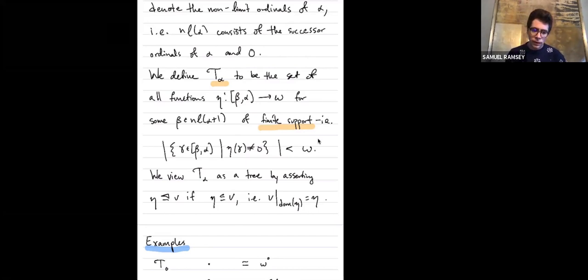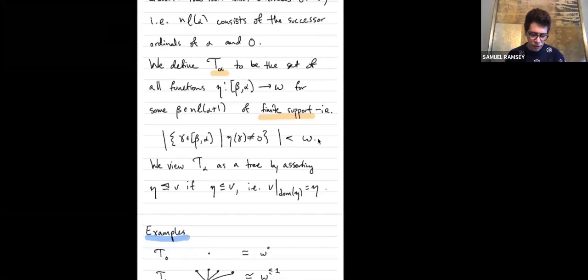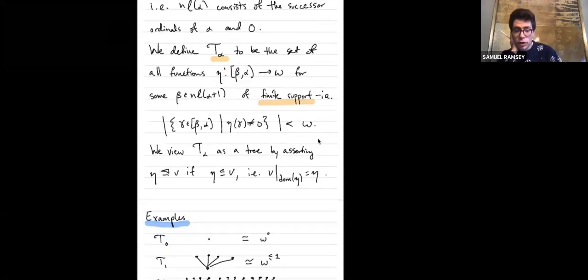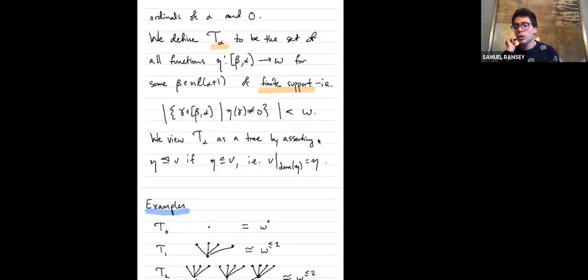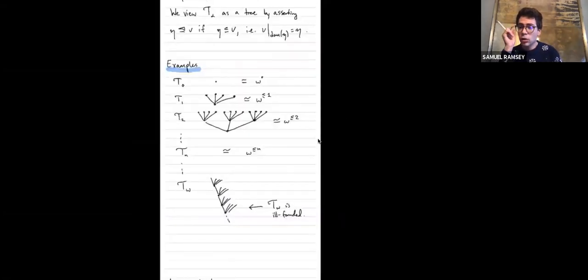Now, let's just ask ourselves the question, what these trees look like when we plug in familiar numbers. So okay, what is T0? Well, T0, those are functions which are valued in omega defined on an initial segment of the empty set. Okay, so how many such functions are there? Well, there's only the empty function, so you have a single function. Good, so that's a single point.